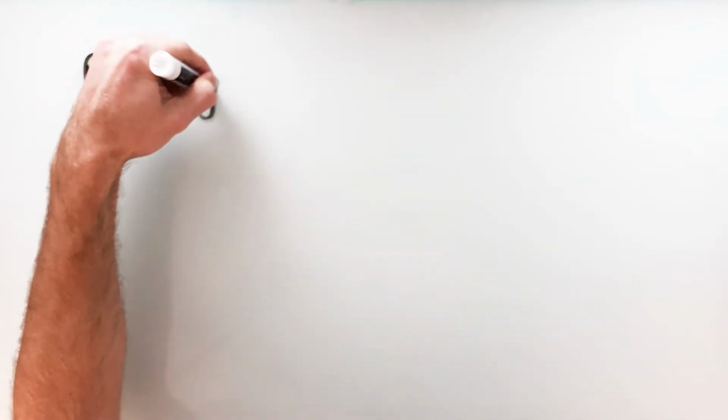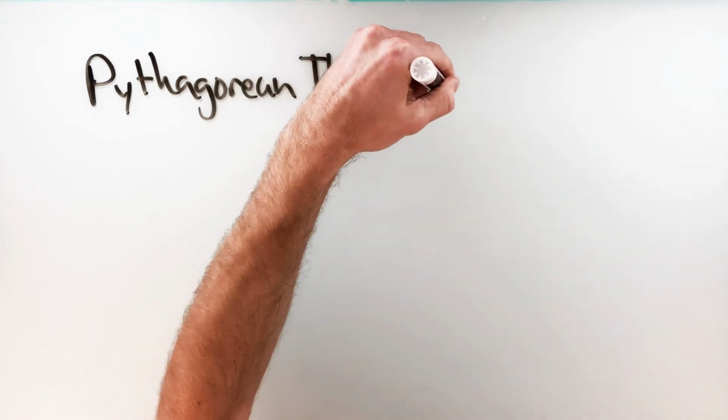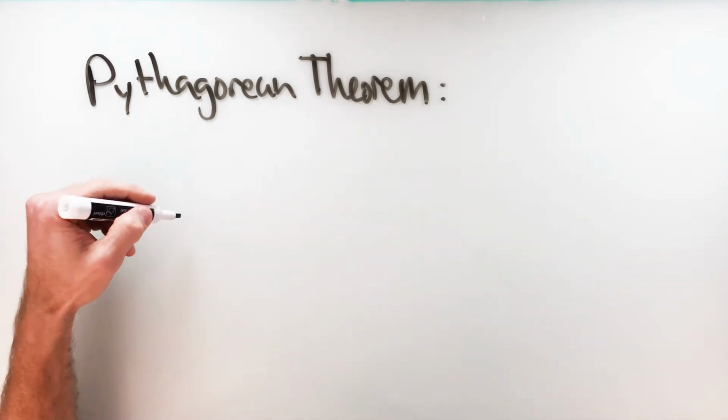Say the Pythagorean theorem. In a right triangle, the sum of the squares of the lengths of the legs is equal to the square of the hypotenuse. That's what the Pythagorean theorem says.